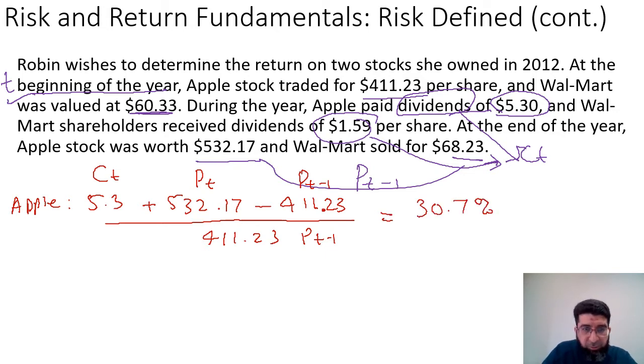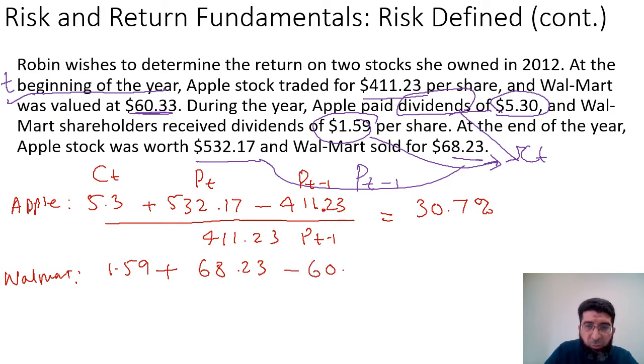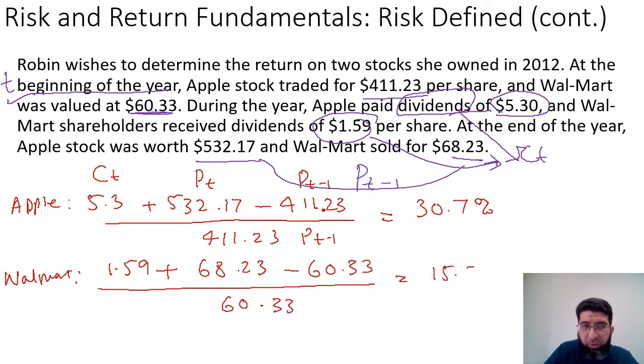We'll get 30.7%. For Walmart, it is $1.59 plus 68.23 minus 60.33. If I divide it by 60.33, it comes out to be 15.7%. Again, this is C_t plus P_t minus P_t-1, divided by P_t-1. So this formula is going to be used a lot.